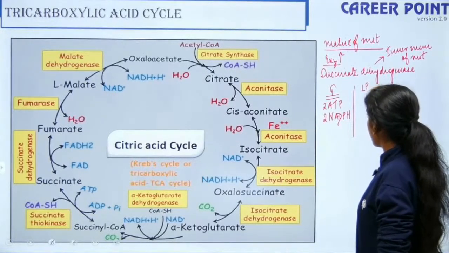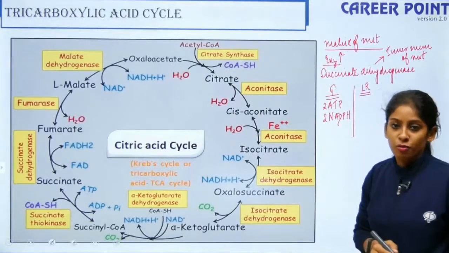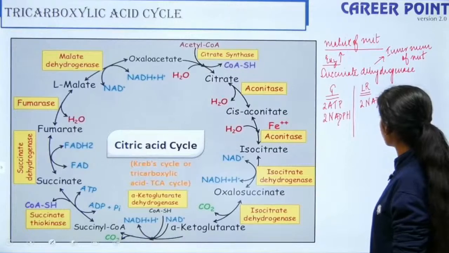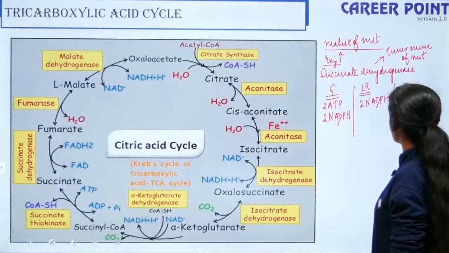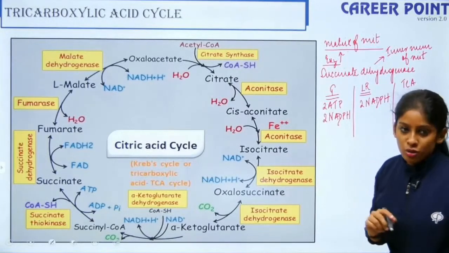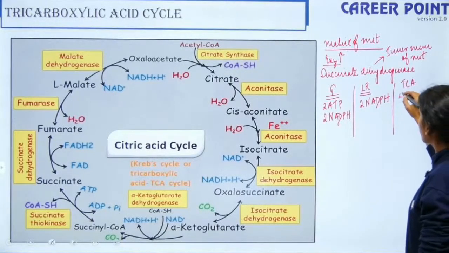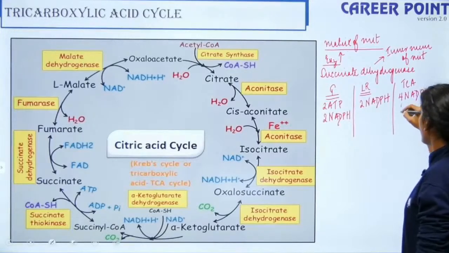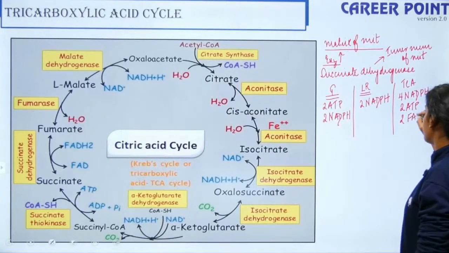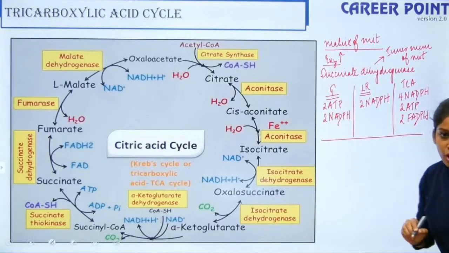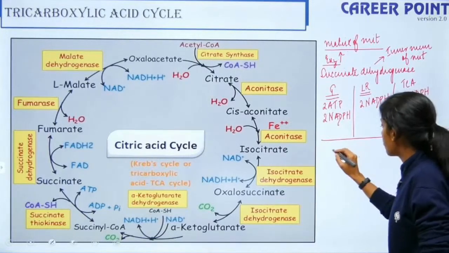So, in your link reaction for 2 molecules of pyruvate, we have 2 molecules of NADH. Moving forward to your TCA cycle or Krebs cycle, for 2 molecules of acetyl-CoA, we have 4 NADH, 2 ATP and 2 FADH2. Okay, so this is the net turnover. So, you can add everything and find out.